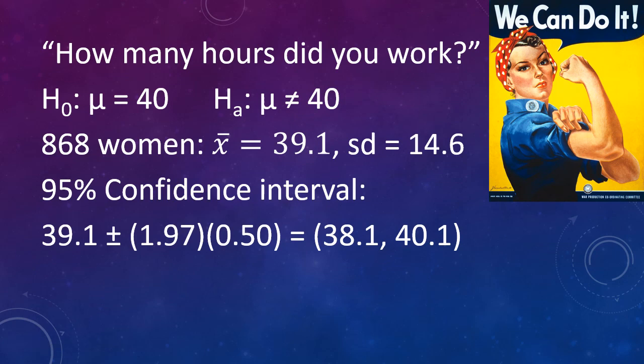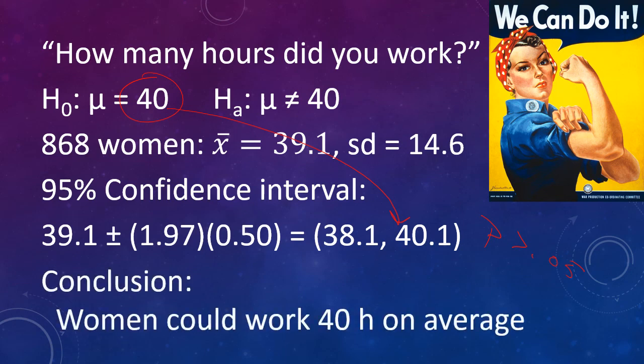Now that we have our confidence interval, we can take the shortcut for the statistical test. We look to see if our null hypothesis value, 40, is inside the interval. In this case it is. It's just barely inside the interval, but it's less than 40.1, which is the upper end of the interval. So it's decidedly inside the interval. The results from this study would not be so unusual if women really did work 40 hours per week on average.